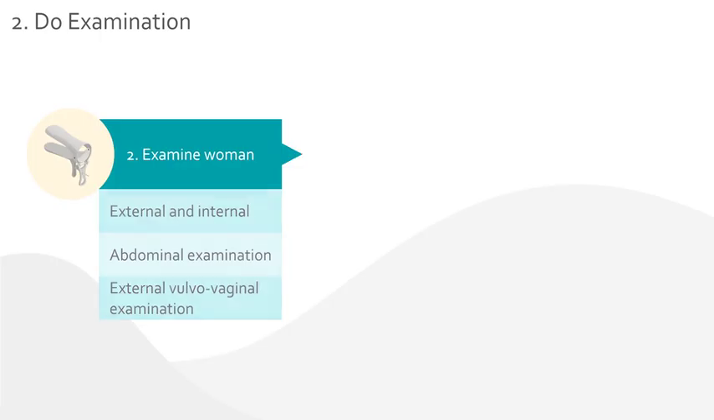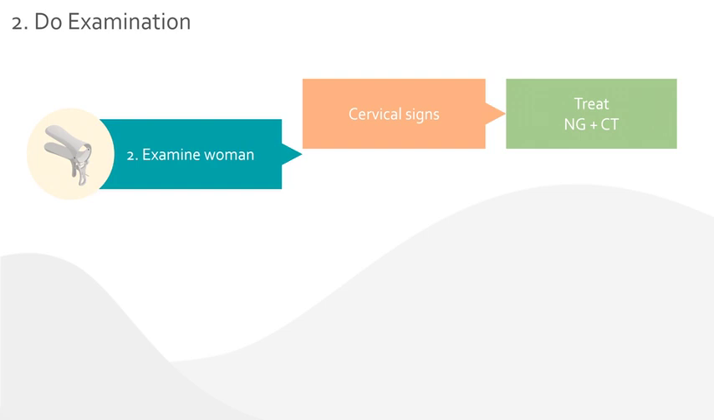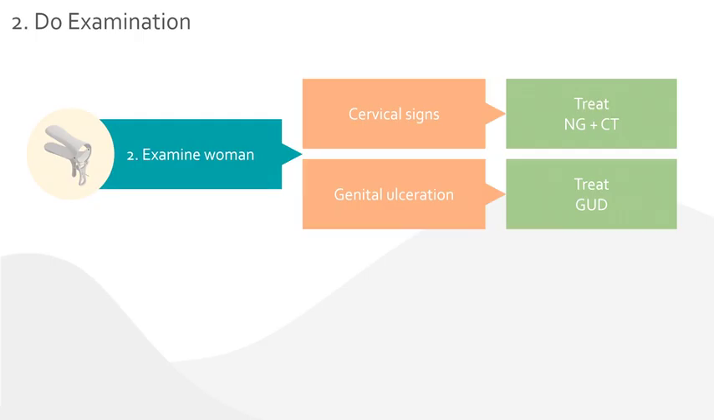On speculum examination, any signs of cervical inflammation, friability, or discharge should prompt treatment for cervicitis in addition to any treatment for vaginitis. A bimanual digital examination should be conducted to elicit cervical excitation tenderness and assess the presence of abnormal vaginal discharge and the color and consistency of discharge on the glove. Genital ulcers should be treated using the GUD table.